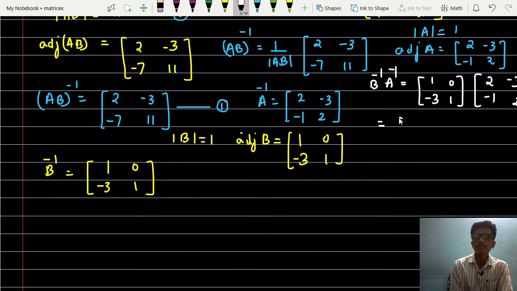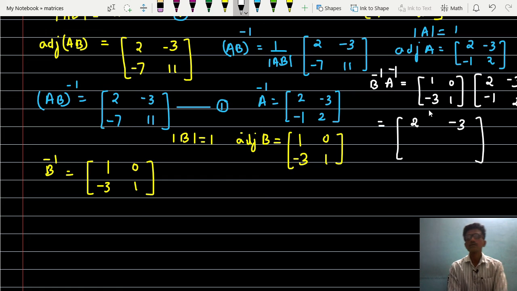What will be the multiplication? Multiplication: first row into first column, that is 2. First row into second column, minus 3. Second row into first column, minus 6 or minus 1, that is minus 7. And second row into second column, 9 plus 2, that is 11. This is B inverse into A inverse. So you can see this is equation 2.